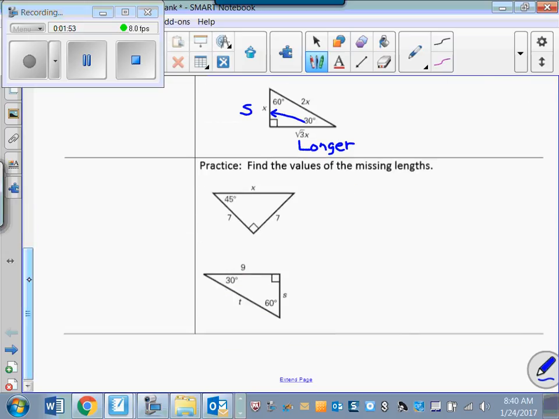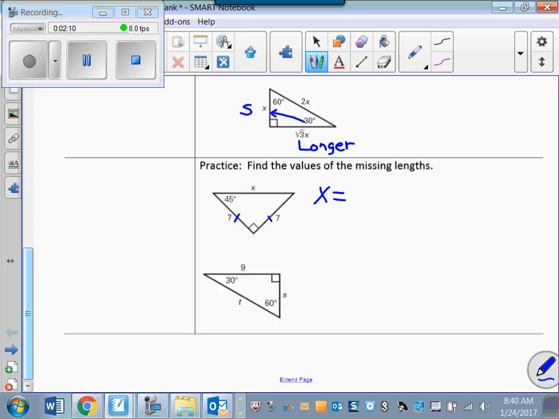All right, so let's see how we use these theorems. We don't have to go around using the Pythagorean theorem now. This saves us a lot of time. So you really have to remember these theorems. Find the values of the missing lengths. Okay, well here's my 45, 45, 90 triangle.